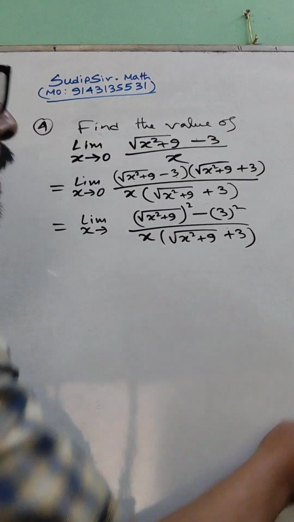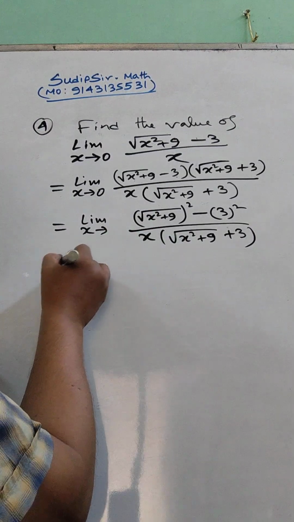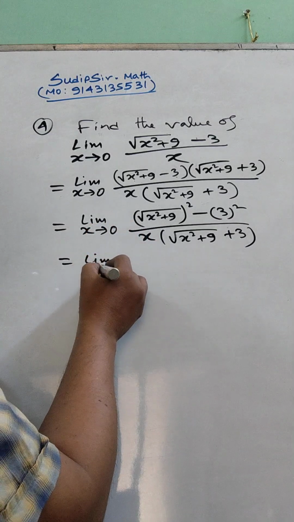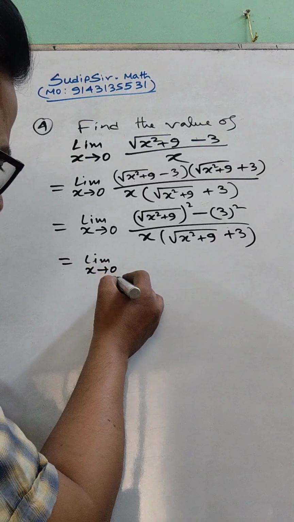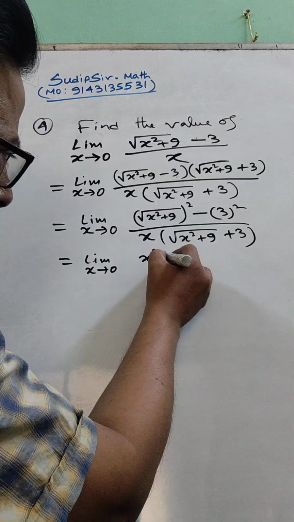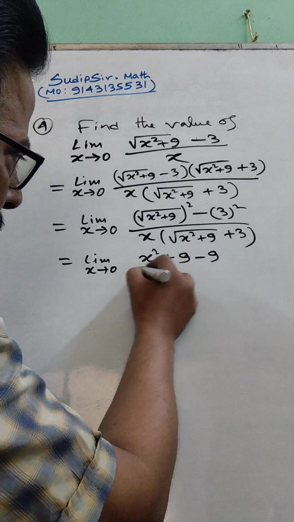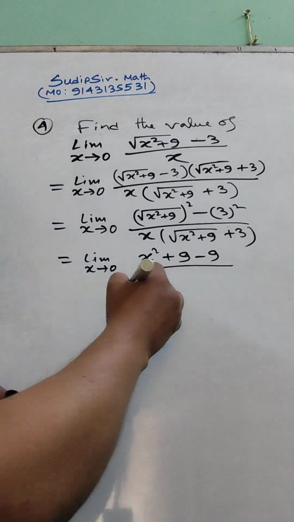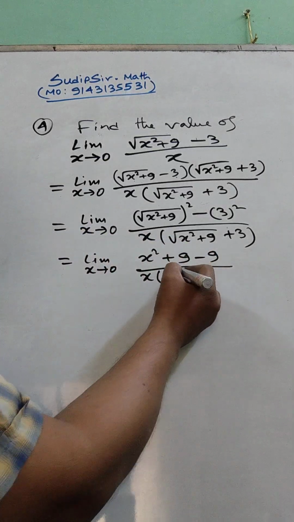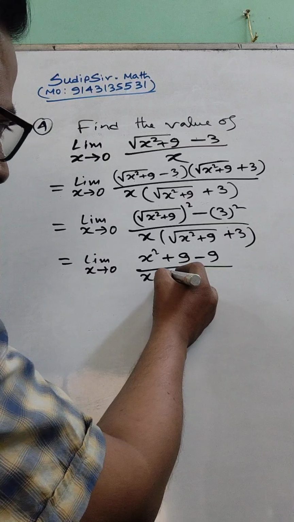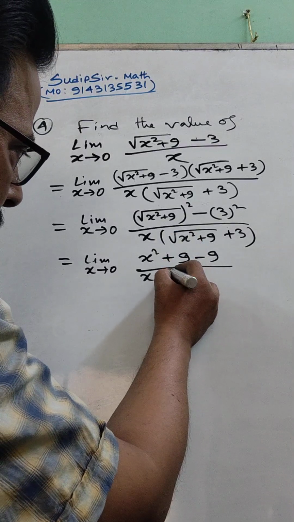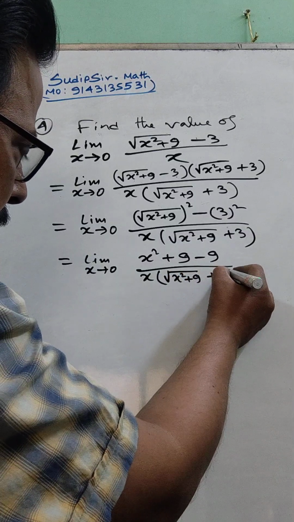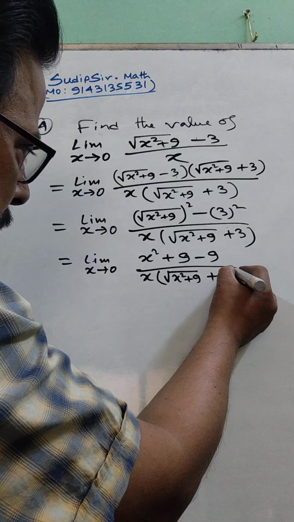Okay. Then this will be limit x tends to 0, x square plus 9 minus 9 by x into root over of x square plus 9 plus 3.